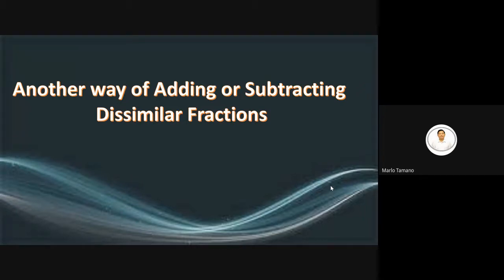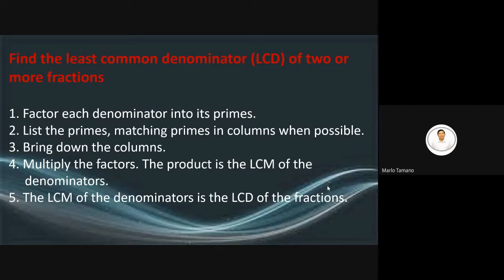Next, another way of adding or subtracting dissimilar fractions. Another way po, ha? And this is what you call finding the LCD. Find the least common denominator, LCD, of two or more fractions. No? So we are talking about the LCM of the denominators. Since that is fraction, we are looking for the LCD of their denominators. LCD po ang tawag natin.